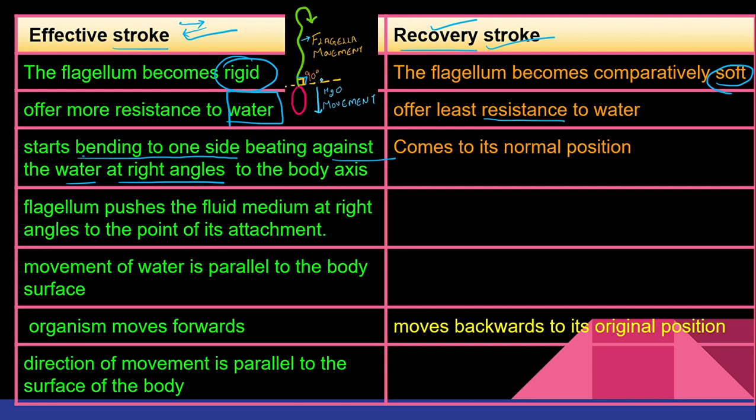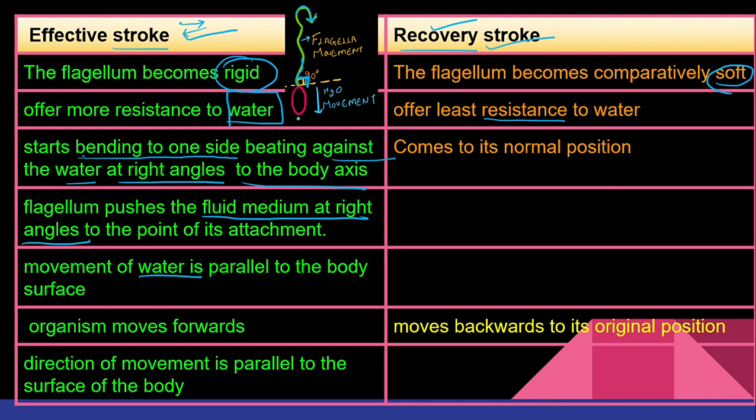See this structure over here. Flagella will show 90 degree, and here the beating movement, you can see the flagella will start beating at 90 degree to its body axis. Flagella pushes the fluid medium at right angle. So when you see this flagella over here, it is pushing the water, the fluid medium, at right angle. Why? Because my flagella is moving at right angle, right? It is moving at the 90 degree. The movement of water is parallel to the body.